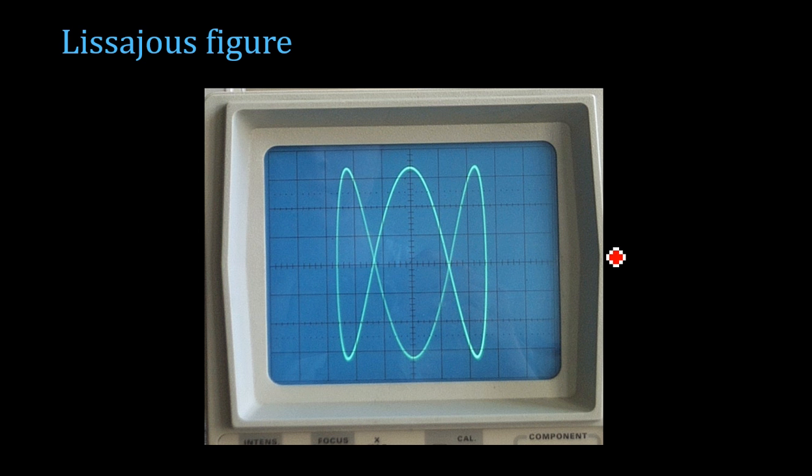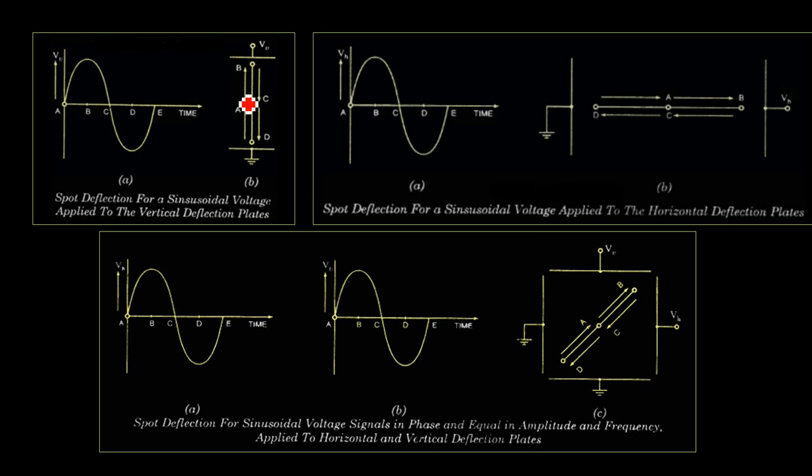So this is one example of a pattern that is obtained on the CRO screen. Now if you apply only a vertical signal, you will get a vertical line, and if you apply only a horizontal signal, you will get a horizontal straight line. If you apply a sine wave to both vertical as well as horizontal plates, what happens? You will get a straight line which is at an angle of 45 degrees.